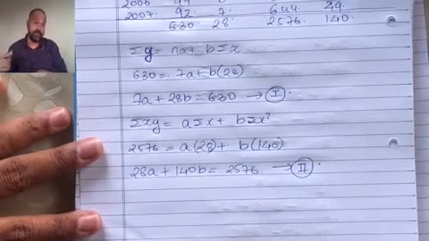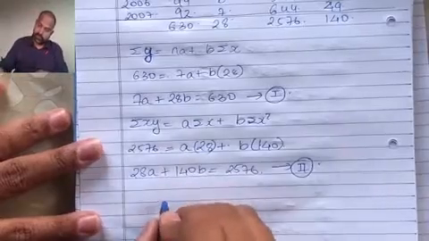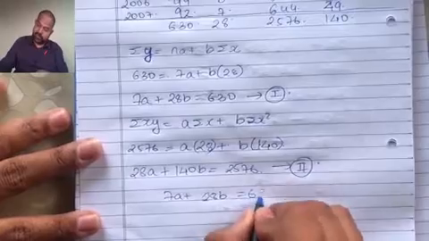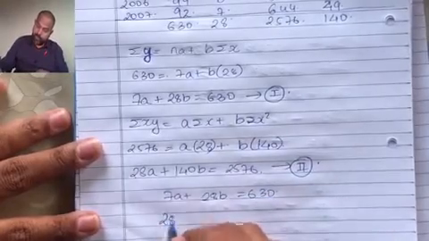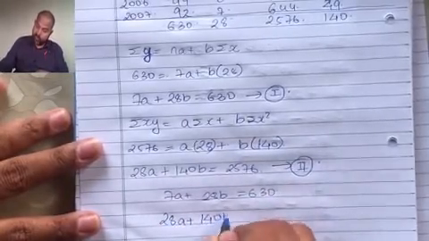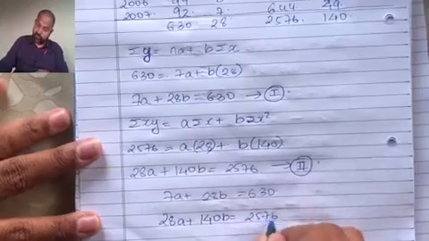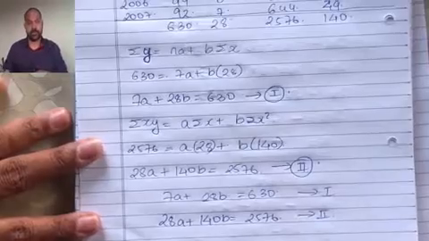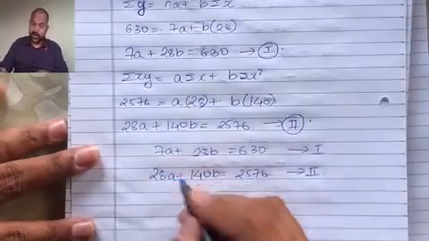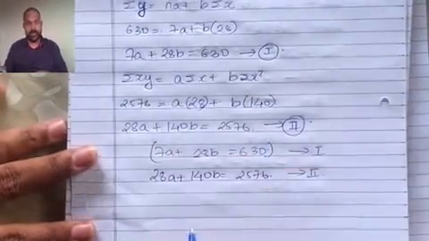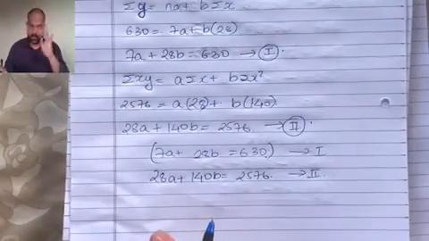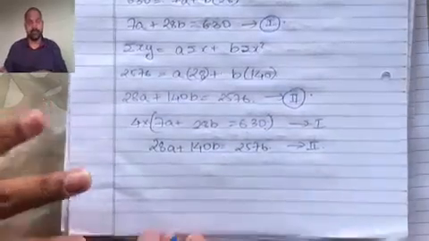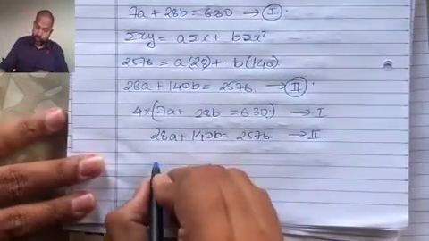We have to solve them together now. Let's write them together. 7a plus 28b is 630, and 28a plus 140b is 2576. This is 1 and this is 2. 7 can be made 28. So I am multiplying 7 by 4, since 7 fours are 28. If I multiply that by 4, what do I get?